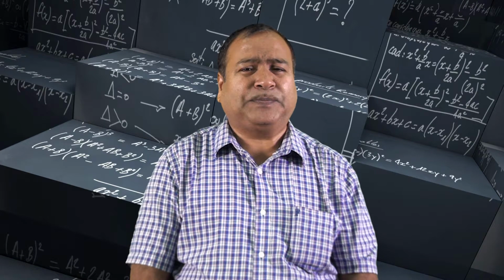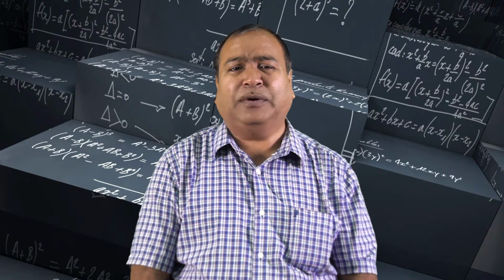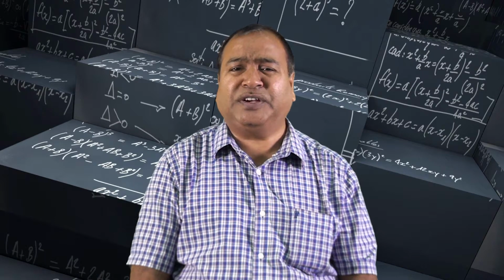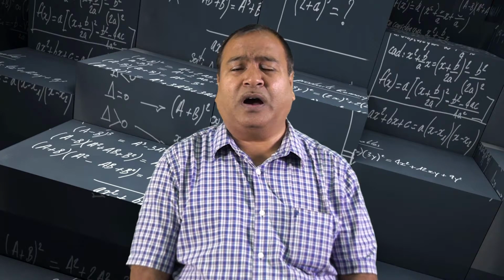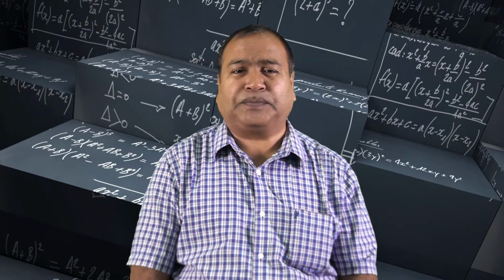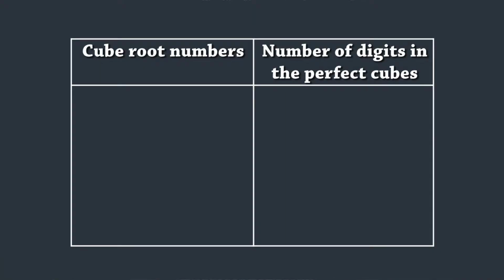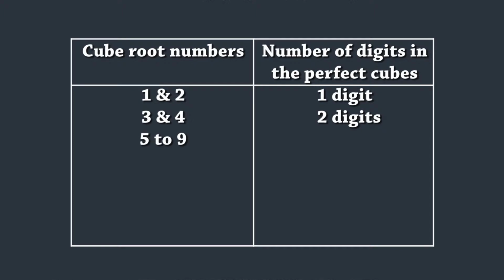The following table gives an interesting fact about the number of digits in a perfect cube number whose cube roots are from 1 to 100. Let us observe the table. In the first column, we have cube root numbers. In the second column, we have number of digits in the perfect cubes. 1 and 2 in the second column, they contain 1 digit. 3 and 4 contain 2 digits. 5 to 9 contain 3 digits.